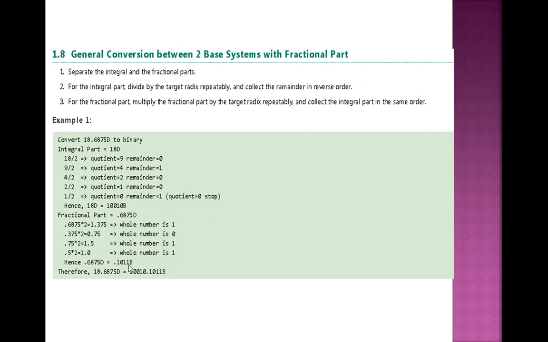This is 0.1011. Now combine the integer part as well as the fractional part. The integer part has the value 10010, point, and the next part is 1011. This is how we can convert from one base system to any other base system with a fractional part.